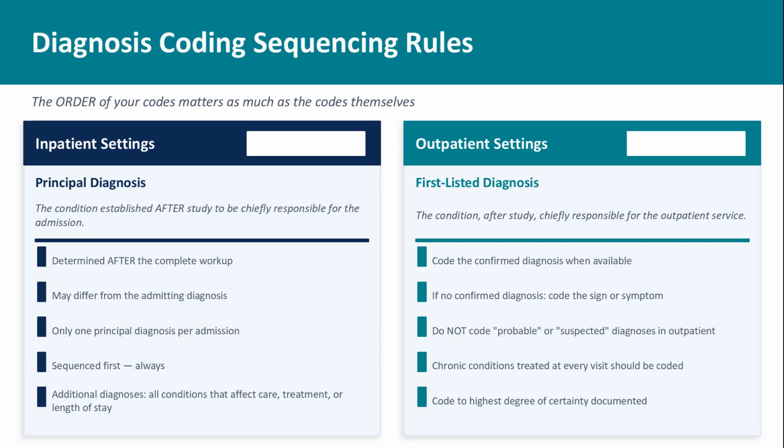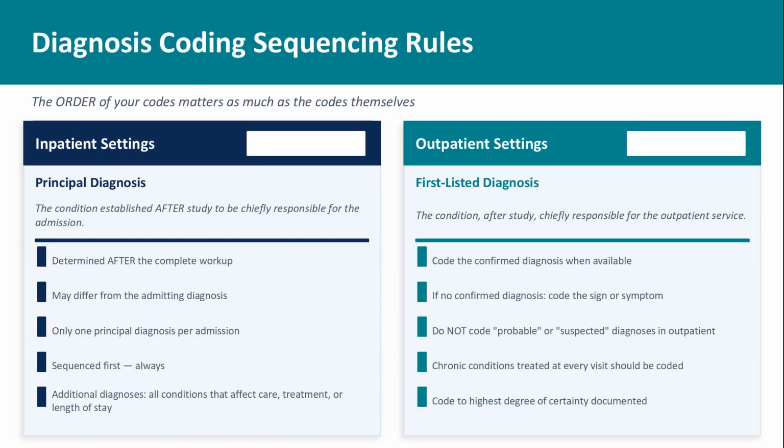The principal diagnosis is the condition established after study to be chiefly responsible for the patient's admission to the hospital. Notice that phrase, after study. This means you may not know the principal diagnosis on day 1. The patient might be admitted with chest pain, go through testing, and be diagnosed with a pulmonary embolism. In that case, the pulmonary embolism is your principal diagnosis, not the chest pain. And yes, the principal diagnosis can, and often does, differ from the admitting diagnosis.